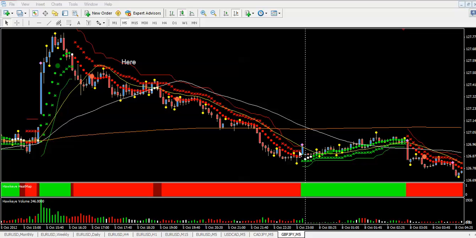So I always wait for the market to close clearly above the red crosses, a good 2 pips minimum above the red crosses, and when it does that, that signals it's likely to be the end of the trend. So I was out of the market there. Let me just show you where that trade originally came from.